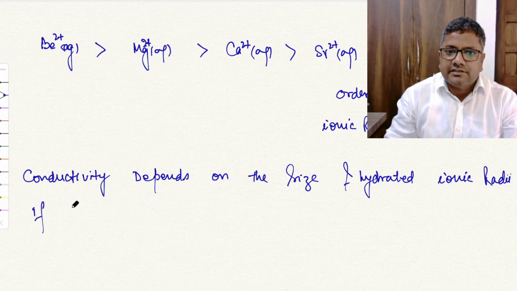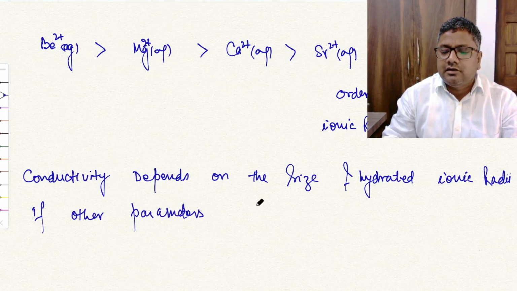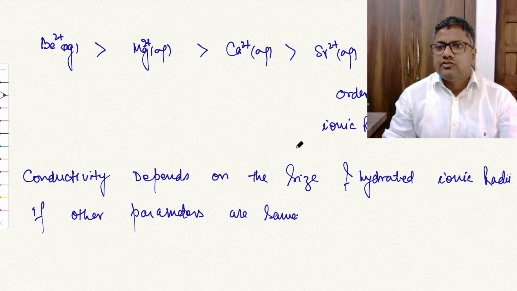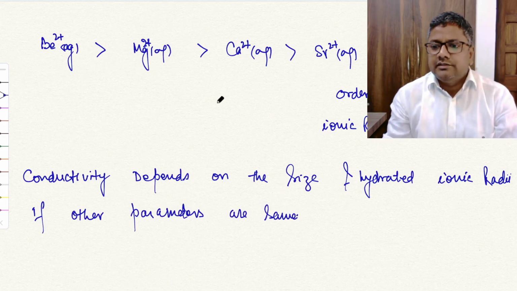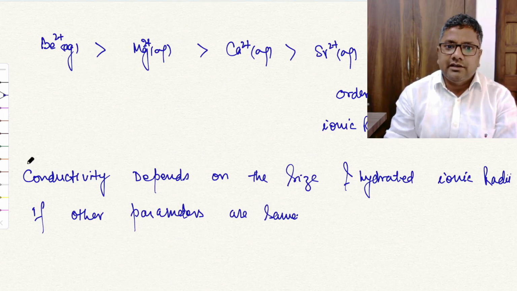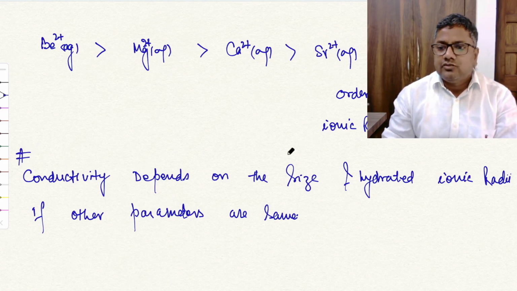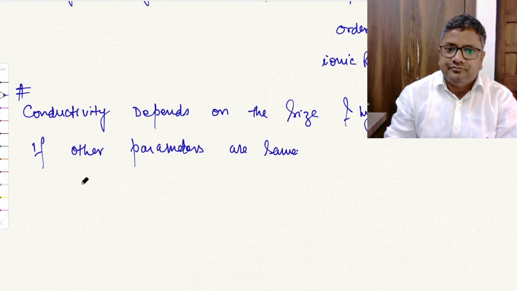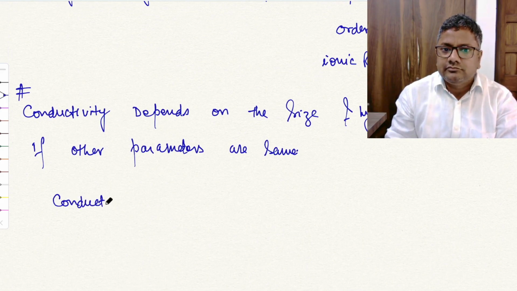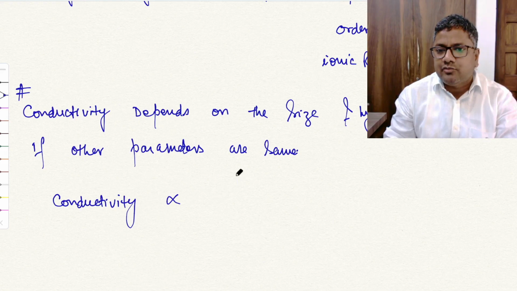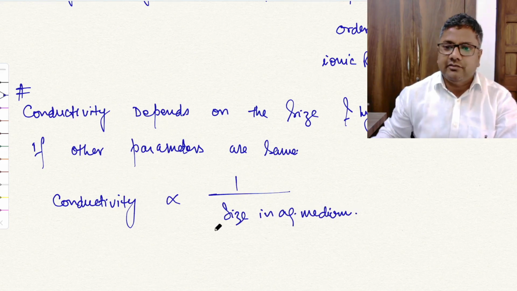If other parameters are the same, so in the same group, the magnitude of charge is the same. The main difference is in the size, so you can relate this. This is a very, very important point. Which one has the highest molar conductance? The smallest size, because conductivity is inversely proportional to the ionic size in aqueous medium, right?